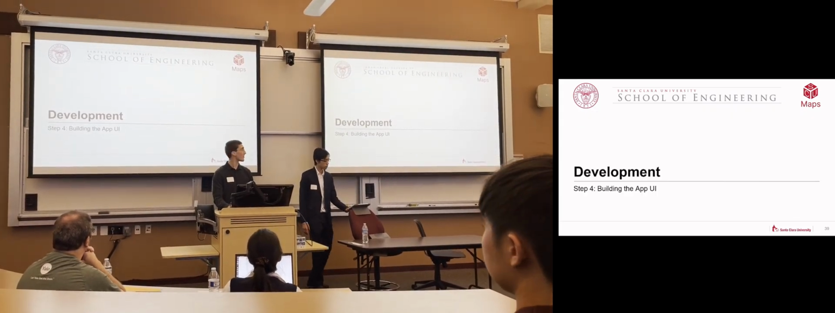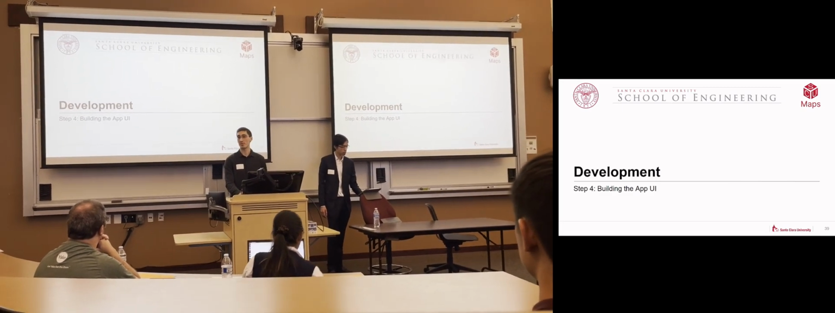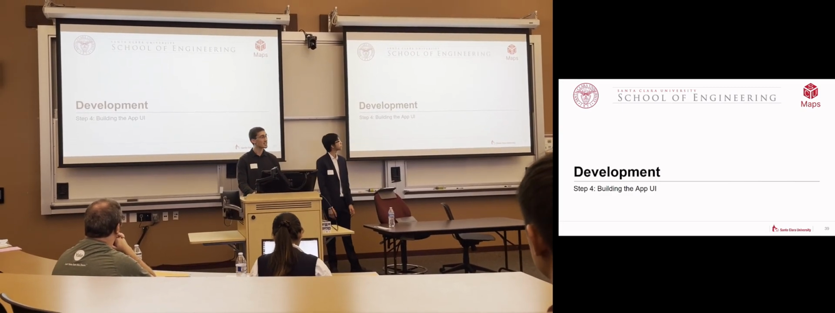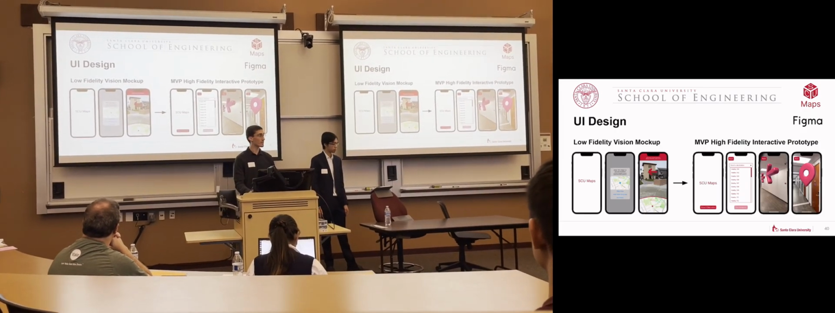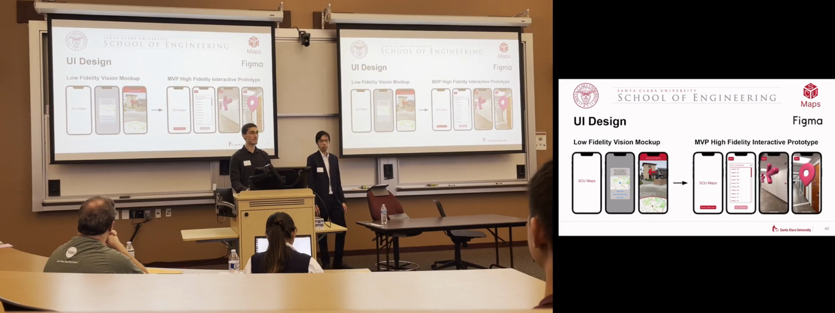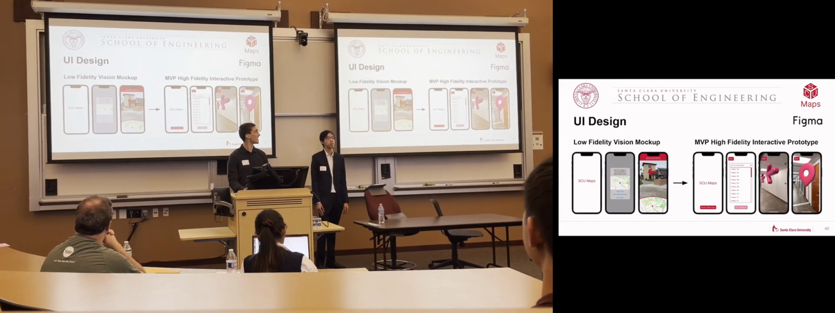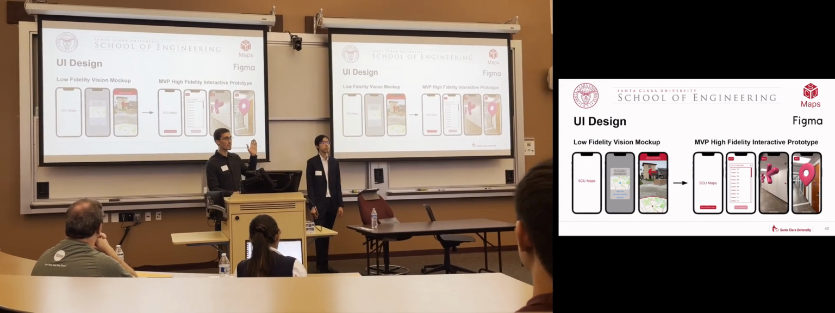Now that we have an augmented reality experience, we have to create some way for users to be able to select a destination. For this, we have to build a UI, or user interface, for our app. One tool that we used for our process of UI design was Figma, a popular UI design tool. Here you can see we have a low-fidelity vision mockup on the left-hand side.